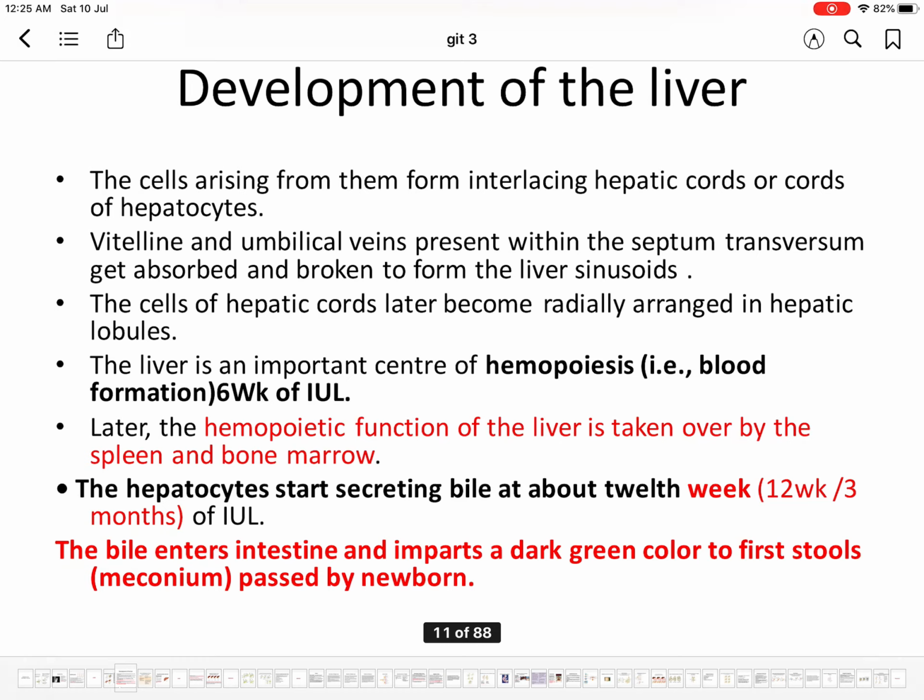Now the liver is an important center of hematopoiesis, around the 6th week of intrauterine life. And later on this hematopoietic function of the liver is taken over by the spleen and the bone marrow. And the hepatocytes start secreting bile around 3 months, or around the 12th week. Because of secretion of bile, this bile will enter into the intestine and give green color to the first stool of the newborn, that is called meconium. So bile secretion starts at around the 12th week of intrauterine life.